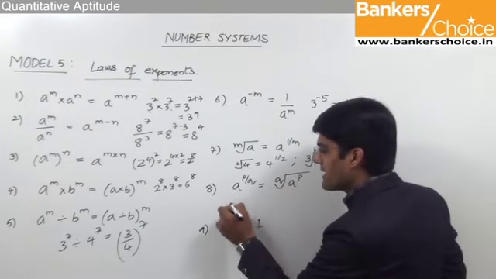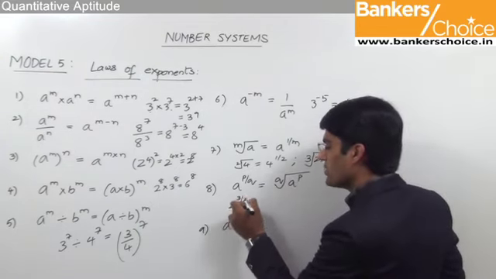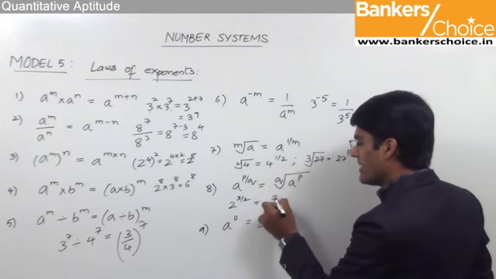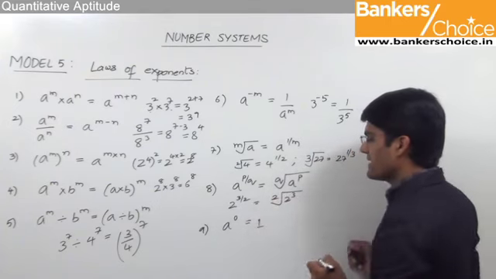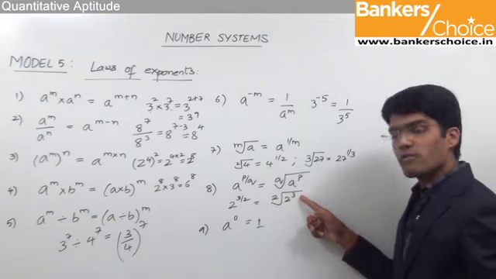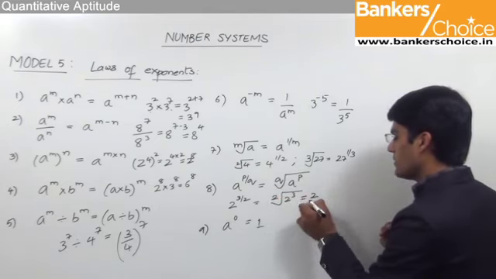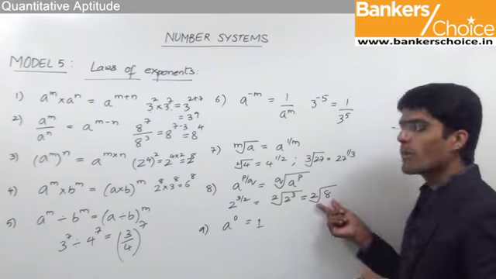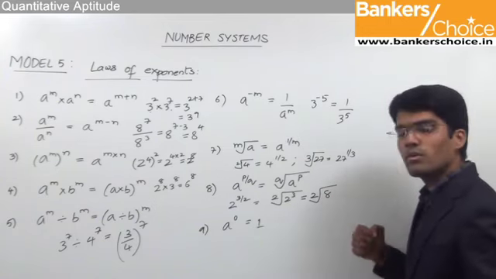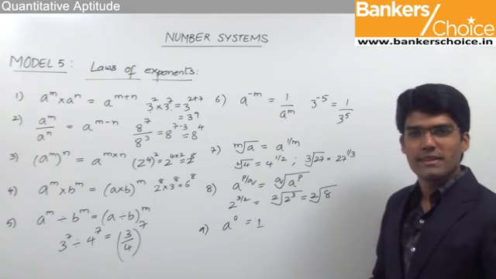For example, let's say we have 2 to the power of 3 by 2. So this can be taken as the second root of 2 cube. That is nothing but the qth root of a to the power of p. Now this is equal to the second root of 8, or nothing but the square root of 8. Why? Because 2 cube is equal to 8. So this can be further simplified as per the requirement.